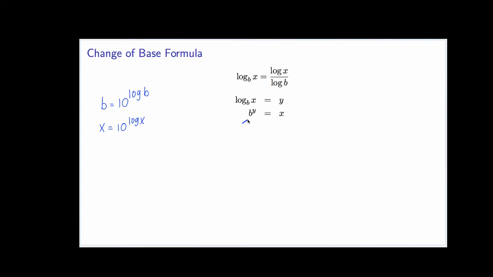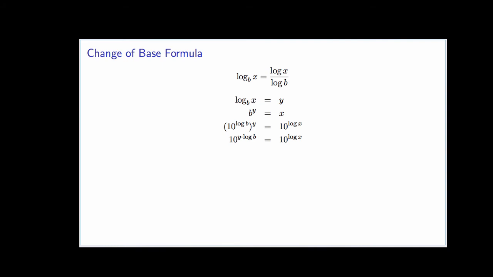So I'll replace my b and b to the y and the x on the right hand side with 10 to the log b and 10 to the log x respectively. This gives us 10 to the log b all to the y equals 10 to the log x. Now we know that on the left hand side our exponents multiply, so we get 10 to the y times log b is equal to 10 to the log x.